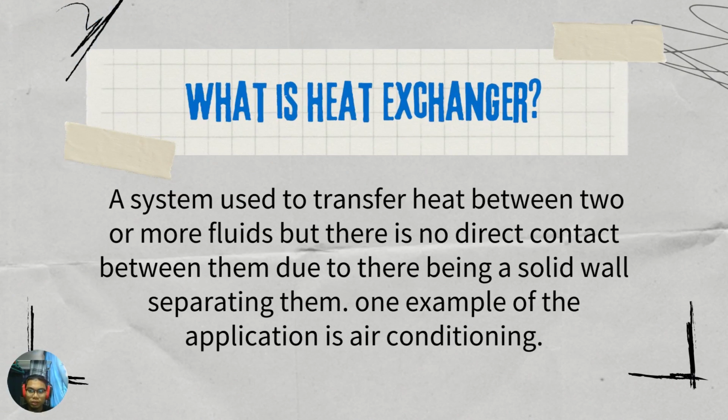So what is a heat exchanger? A heat exchanger is a system used to transfer heat between two or more fluids, but there is no direct contact between them due to a solid wall separating them. One example of a heat exchanger is an air conditioner.